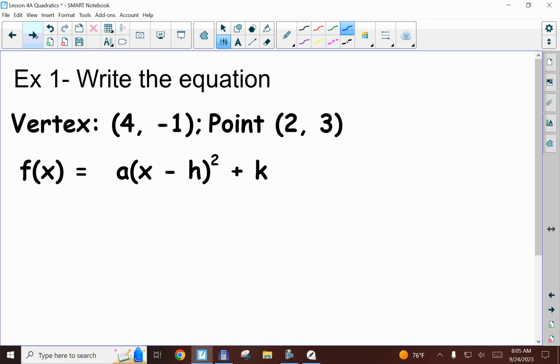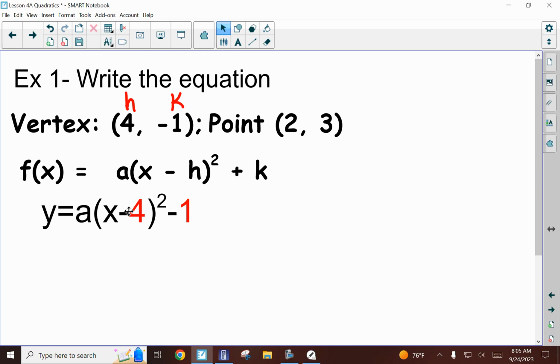Now, because you're given a vertex, the vertex has to get plugged into the equation where h is 4 and k is 1. So if we start off there, that gives us a very good starting point. Now, the next step is to plug in the point. The point is going to be an x value and a y value, so x equals 2 and y equals 3 would be the next thing we plug in.